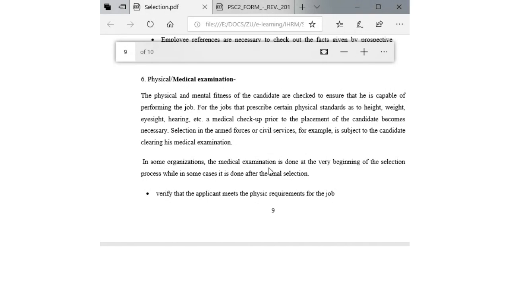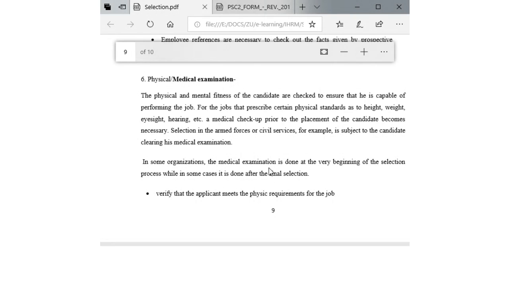The physical or medical examination is important to find out that an individual is medically fit for the job. Medically, mentally, physically fit to carry out a given task. And therefore, please ensure that the person is qualified for the job in terms of medical condition, the physical condition. That's why sometimes we go for some jobs, like the jobs in the armed forces or police force.